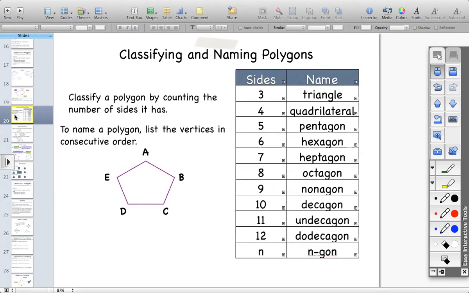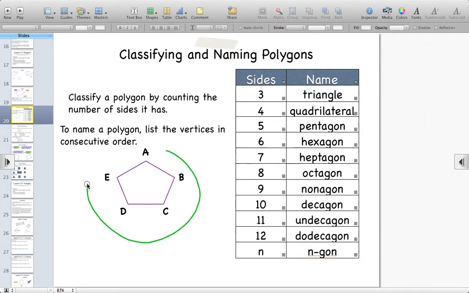We have some ways of classifying and naming our polygons. In order to classify a polygon, we count the number of sides it has. The number of sides is what we call the polygon. That's how we classify it. Then we name a polygon by listing the vertices in consecutive order. It doesn't have to be alphabetical order. A lot of times they're not even going to be in alphabetical order. But whatever I start with, I want to go consecutively. Generally speaking, I tend to go in a counterclockwise manner.